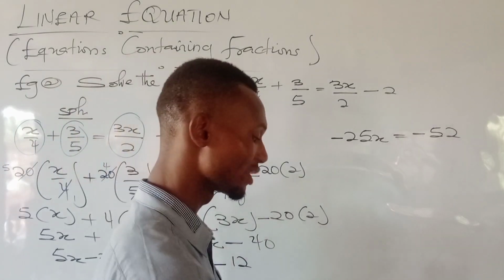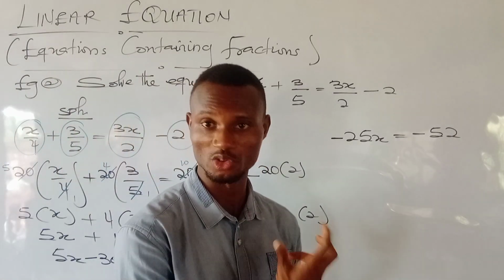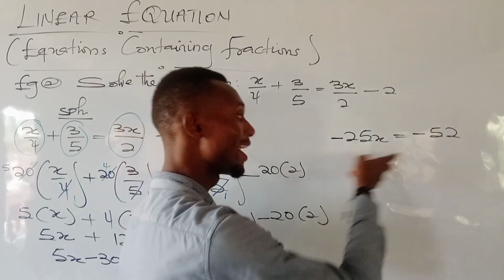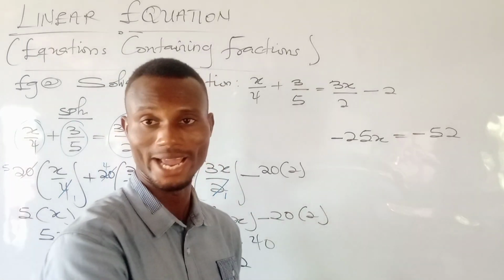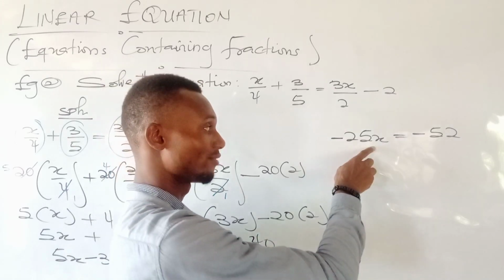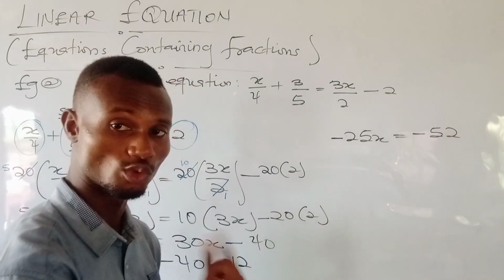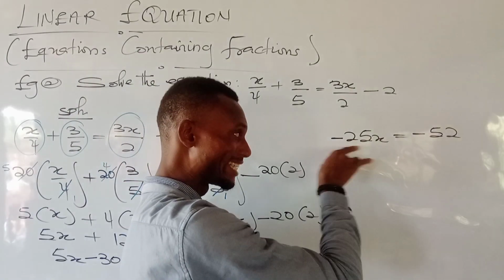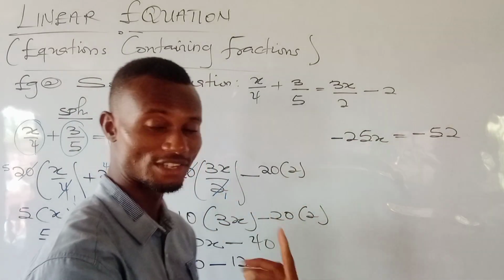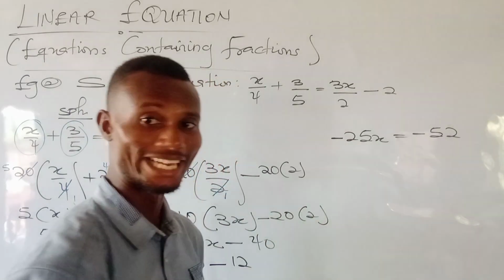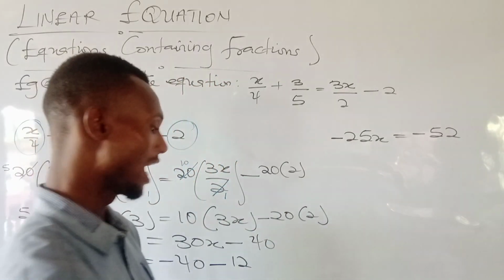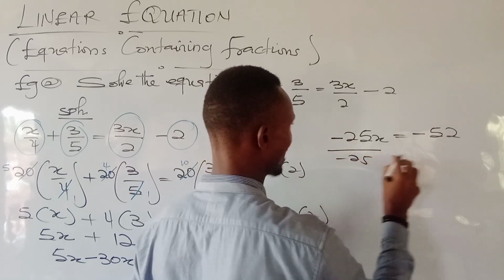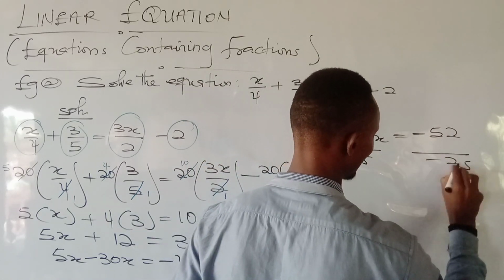Okay, now we need to get our s, because we are solving for s. And how do we get that? We divide through by the coefficient of the s. So the coefficient of the s here is negative 25, not 25. The coefficient of the s is negative 25, not 25. So we divide through by negative 25. So I'm going to divide through by negative 25. So here by negative 25, here also by negative 25.